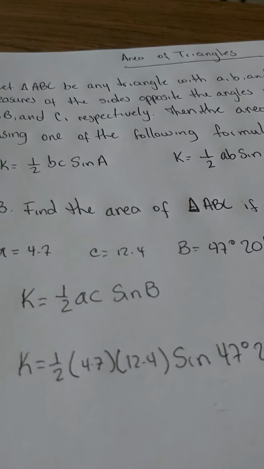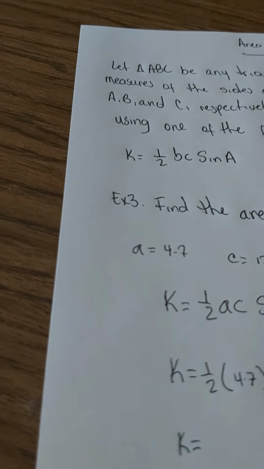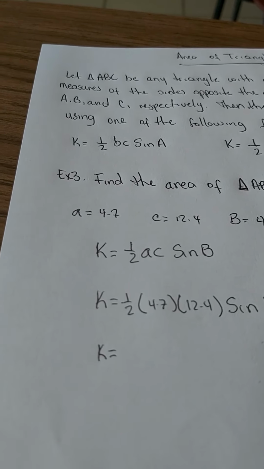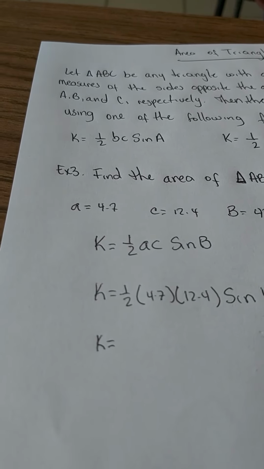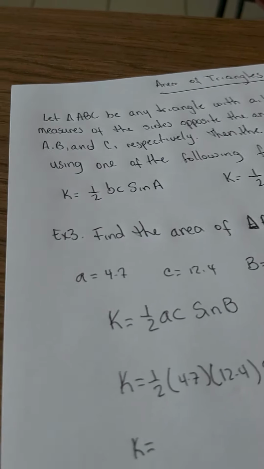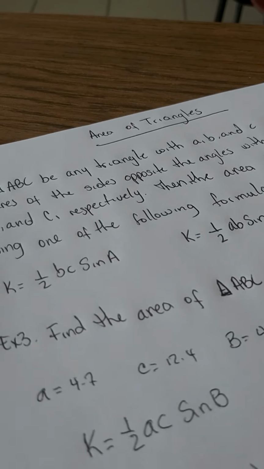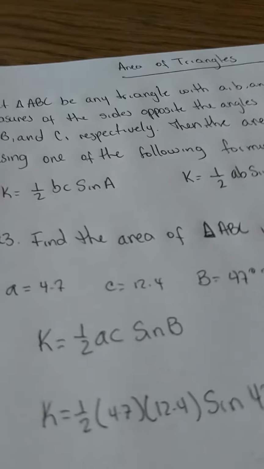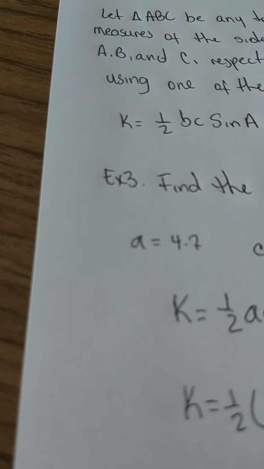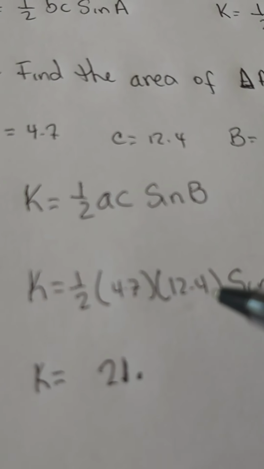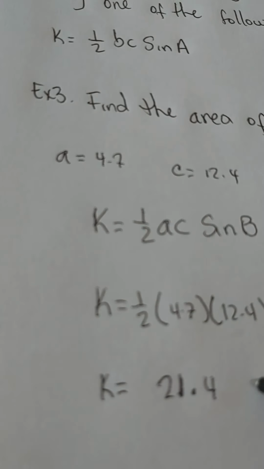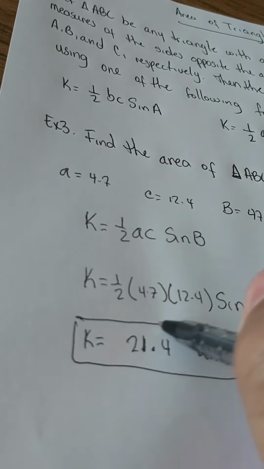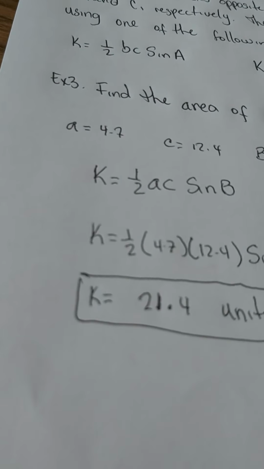So all you have to do in your calculator is multiply, right? So that means 1/2, 0.5 times 4.7 times 12.4 times sine of 47 degrees 20 minutes. And your area will be 21.4 square units. That will be the area of that triangle.